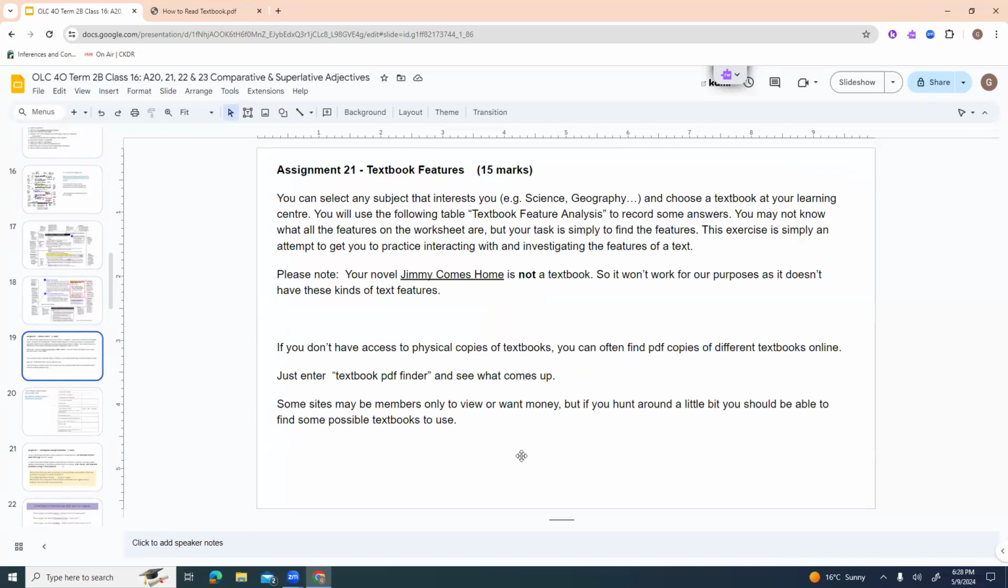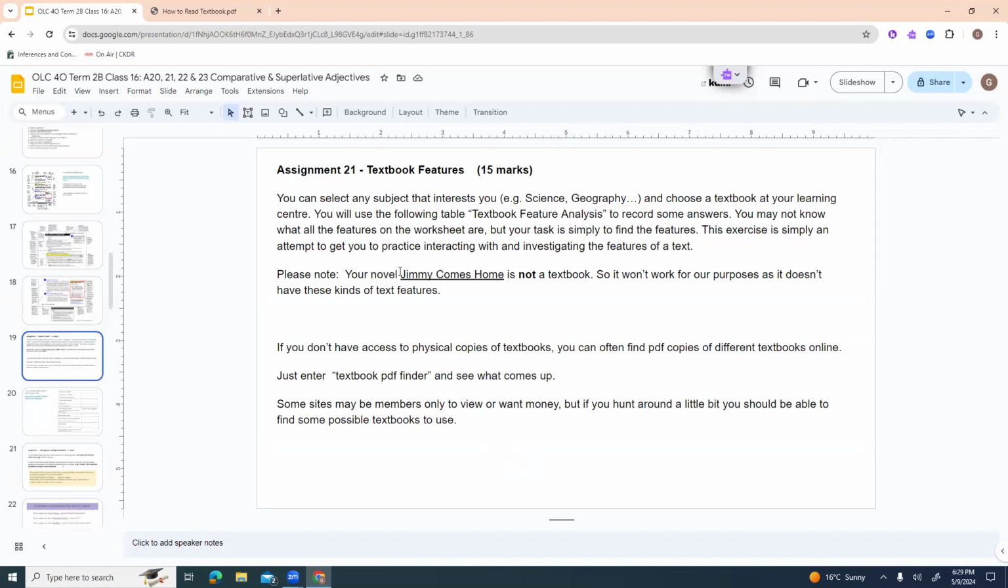Okay, assignment 21 is very, very similar, okay? This is about textbook features, which we're kind of talking about. You can select any subject that interests you, science, geography, history, Aboriginal studies, math, doesn't matter. Choose a textbook at your learning center. If you don't have a learning center near you, not every community does, you could also check out the elementary school, right? Especially grades 7 and 8, they're bound to have some sort of textbooks, okay? I will show you a little bit later. Yeah, there's also textbooks online that you can find too, and I'll show you that in a few minutes.